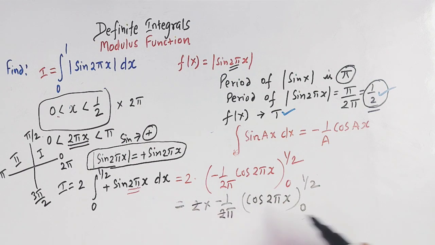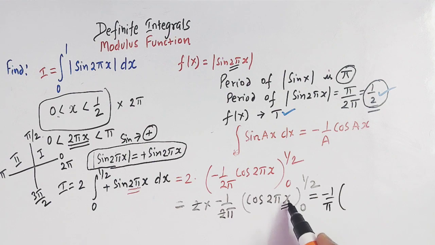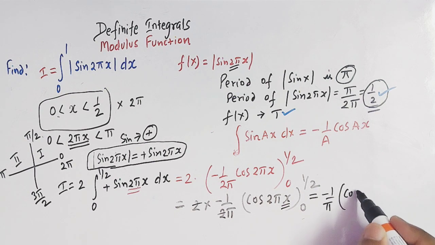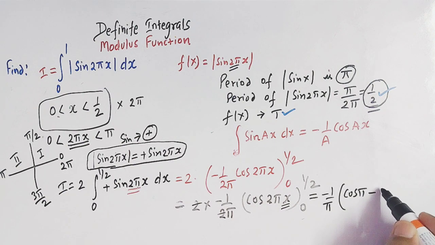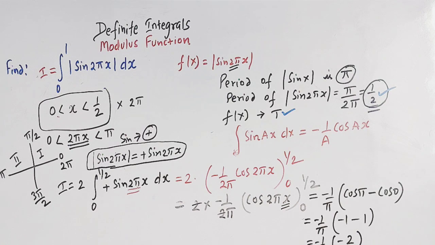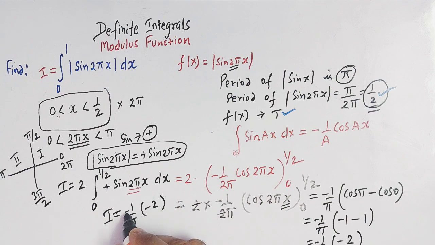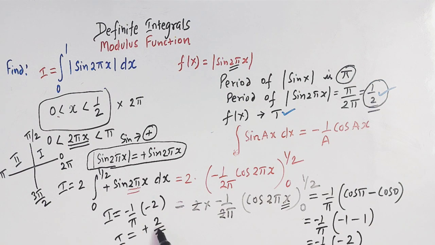So now this 2 and this 2 get cancelled, and we have minus 1 over pi, and when we take half here for x, this 2 and this 2 get cancelled, and we are left with simply cos pi minus, when we take x equal to 0, cos of 0. Now we have minus 1 over pi, and cos pi is minus 1 and cos 0 is 1. So this is minus 1 over pi times minus 2. So now I is given by minus 1 over pi times minus 2. Minus and minus, when we multiply both these factors, will give positive 2 over pi. So viewers, the value of this integral is equal to 2 over pi.